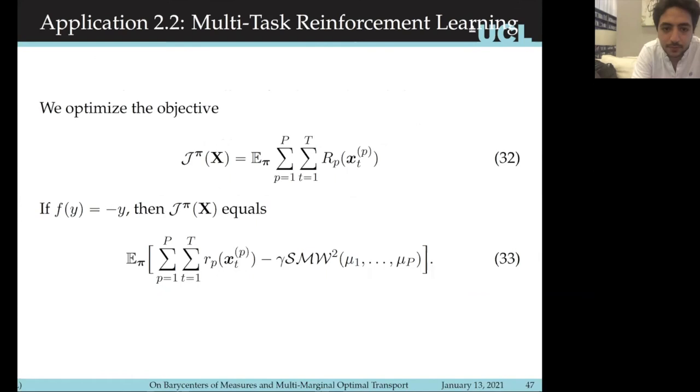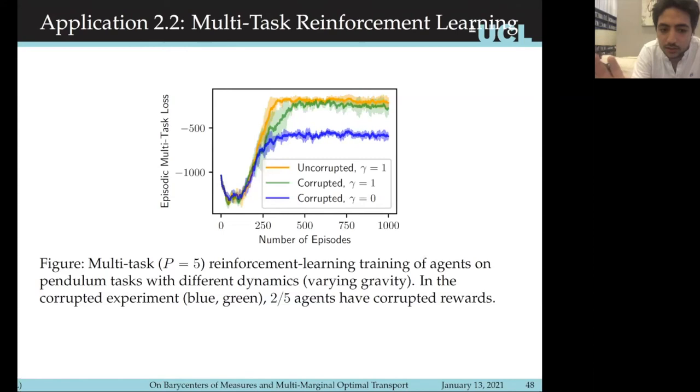And so now let's have a concrete application. We consider five tasks. These are pendulum tasks. It's very classical, a task arising from optimal control. And these tasks are all obviously structurally related because they are all pendulum tasks, but they have slightly different dynamics. So we vary the gravity, they have different gravities. And more importantly, we also can corrupt the rewards.